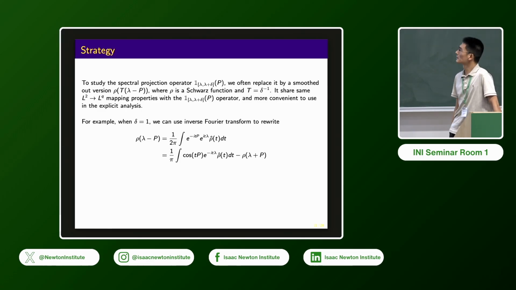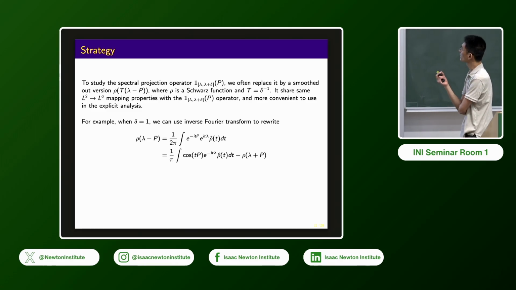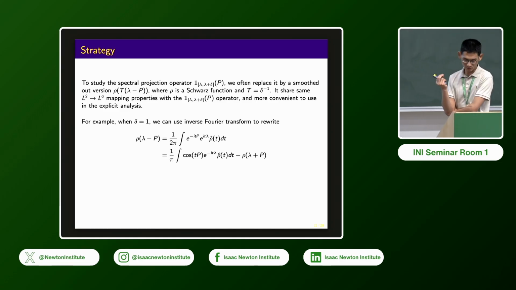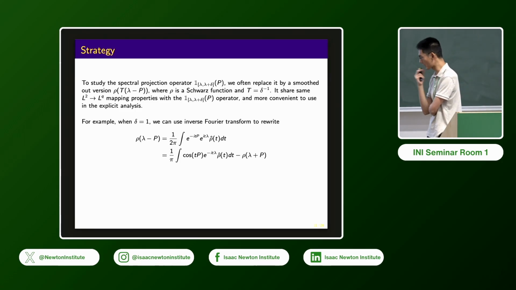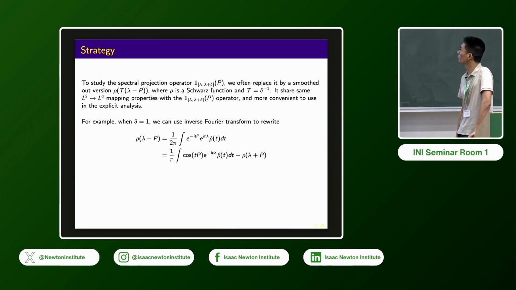So let's first briefly describe the strategies in the proof of spectral projection estimates. So we often replace it by a unit interval. We use a smoothed out version of the spectral projection estimates, and we use the notation T equal to delta to the -1/2. And then T is equivalent to the propagation time. And the smoothed out version of the projection operator shares similar properties with the unit interval spectral projection operator, and it's much more convenient in the explicit analysis.